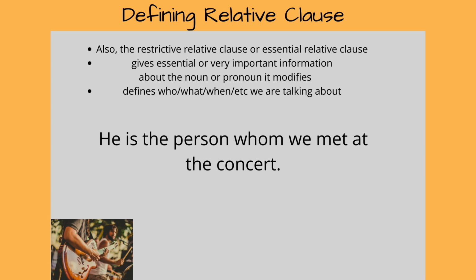So in our sentence here, we have, he is the person whom we met at the concert. And this is defining because it gives essential information about the person. We would not be able to identify who the person was if we weren't told that he was the person whom we met at the concert.